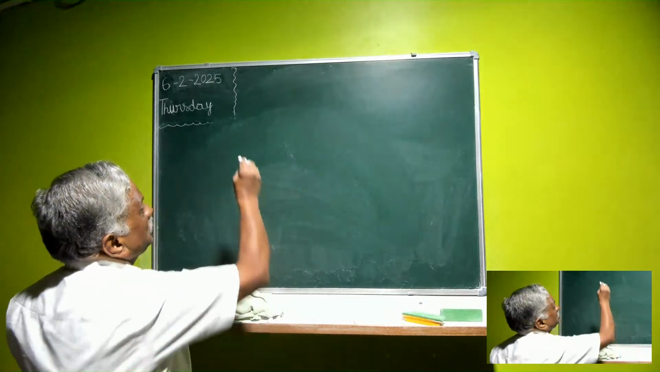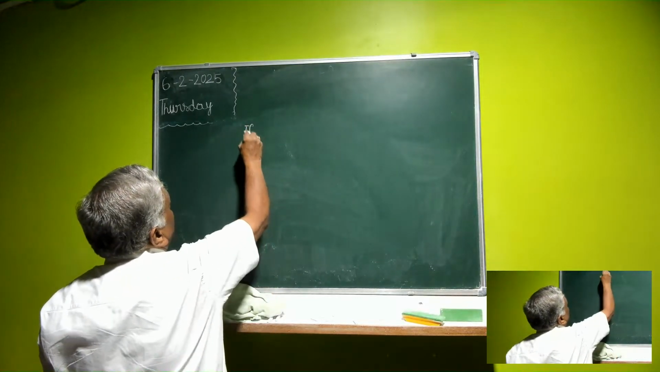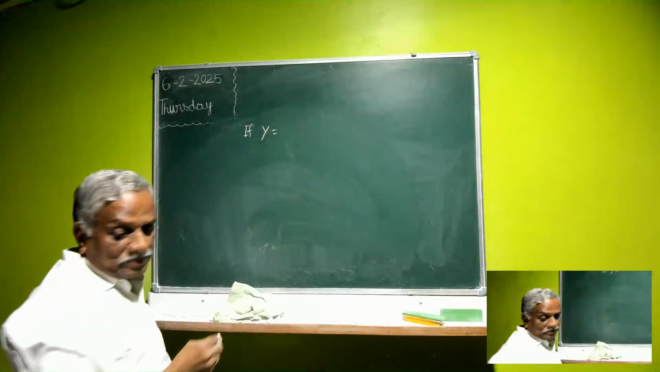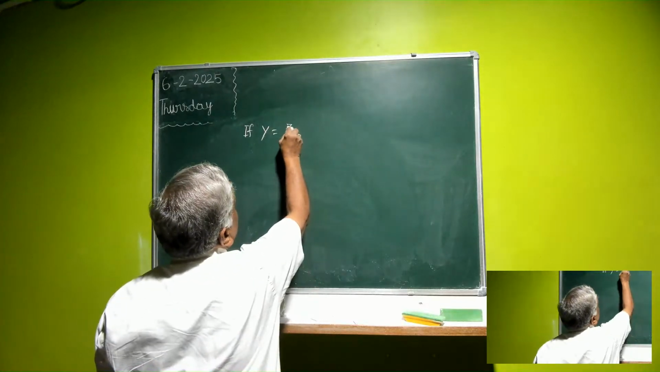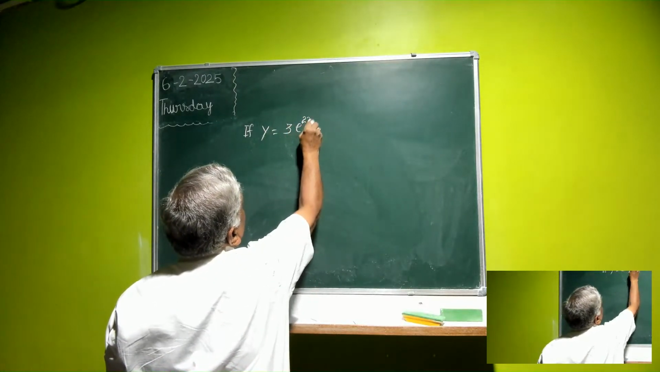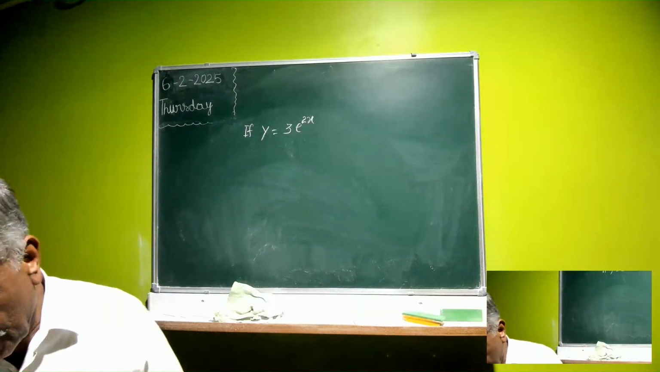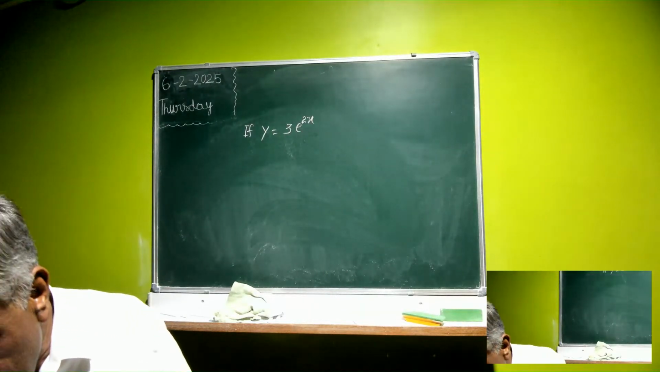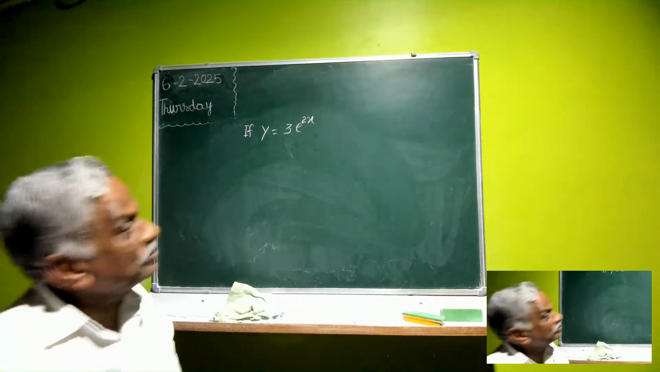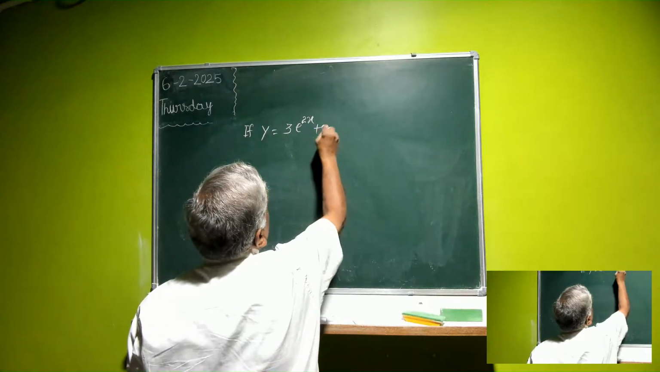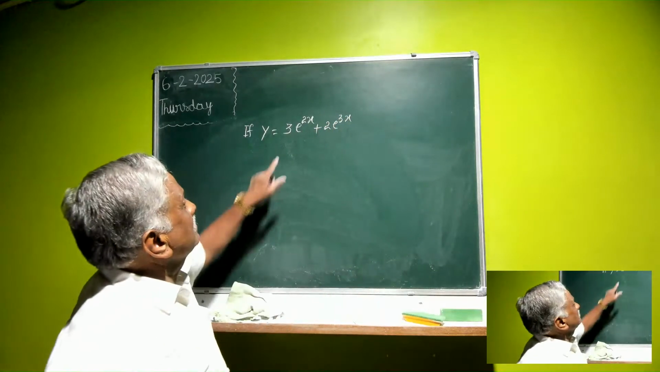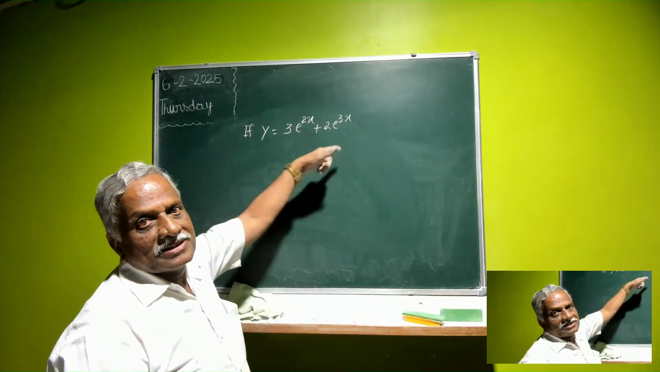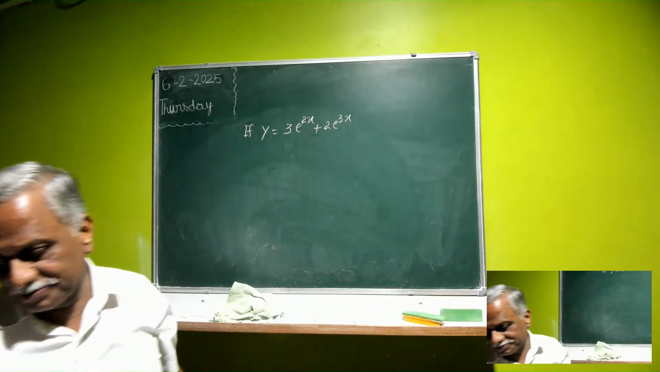If y is equal to 3e^(2x) + 2e^(3x), an almost identical problem. See the symmetry of the problem: this is 3e^(2x), that is 2e^(3x).